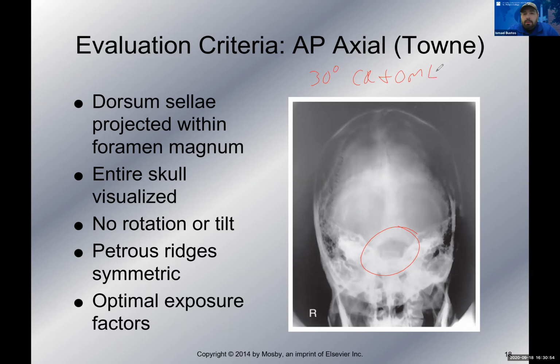All right. Now, we still want to make sure the entire skull is visualized, which we do there. We want to make sure there's no rotation, no tilt. So for tilt, right? Tilt is the easier one. So let's look at tilt.